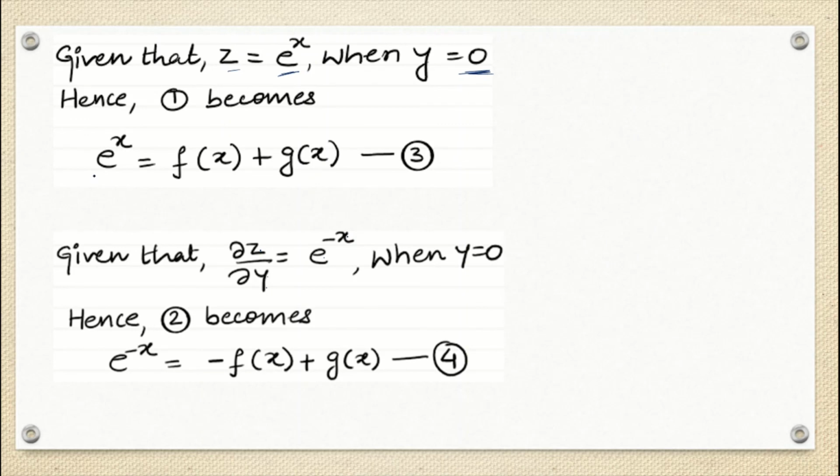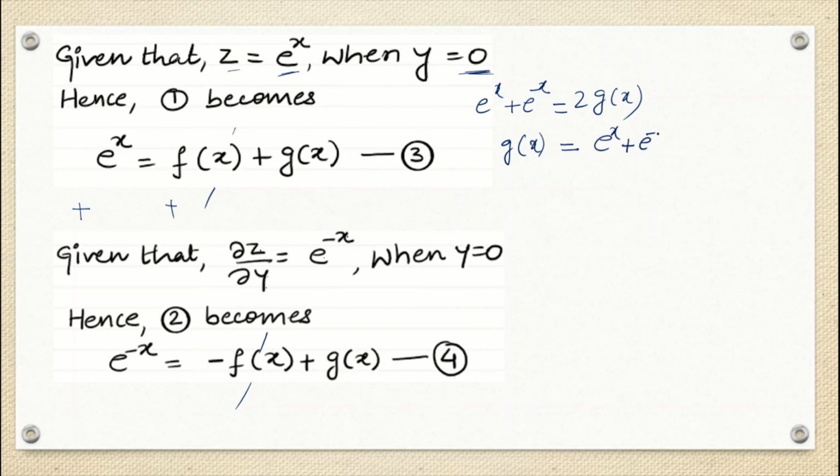If I add these two equations, it will be e raised to x plus e raised to minus x. The f(x) and minus f(x) will get cancelled, and it will be 2 into g(x). That means g(x) is nothing but e raised to x plus e raised to minus x divided by 2. This is a hyperbolic function. Whether it is sine hyperbolic or cos hyperbolic: if minus is there, then it will be sine. So this is cos hyperbolic x.